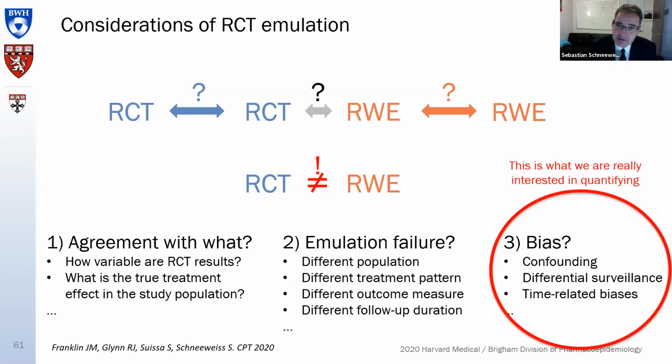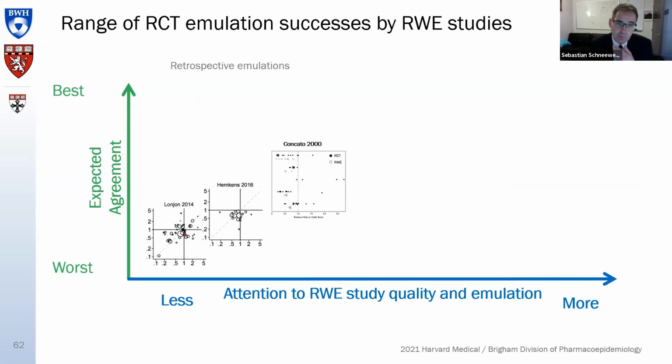And it is the latter category, the third category, that we are really interested in in these emulation exercises. We're trying to answer the question in an optimally conducted study, as good as it gets in a practical sense, what is the bias that we still have to deal with? And we want to minimize emulation failure issues, and we also want to minimize the variability between RCTs in order to answer that question in a targeted way.